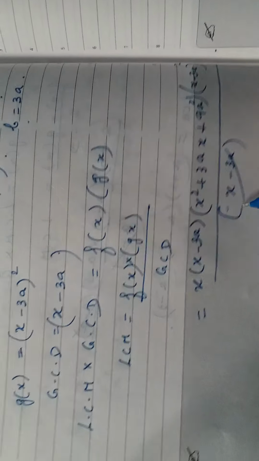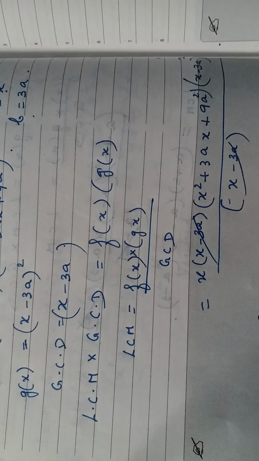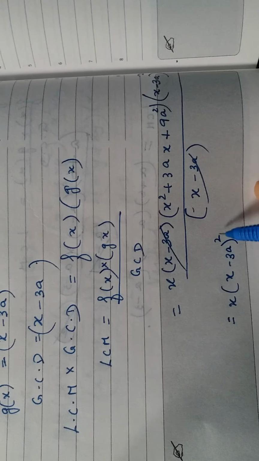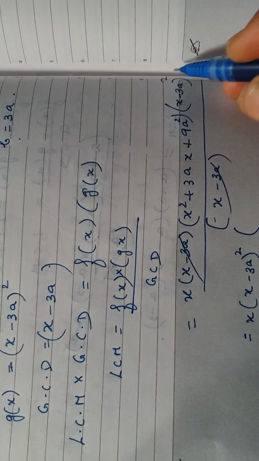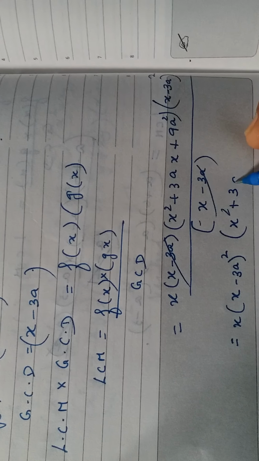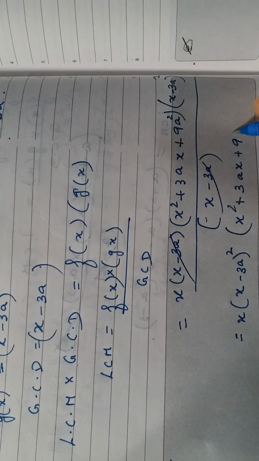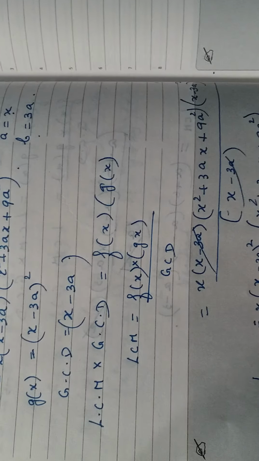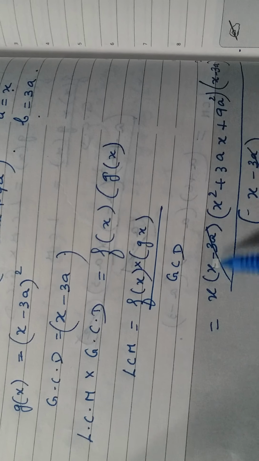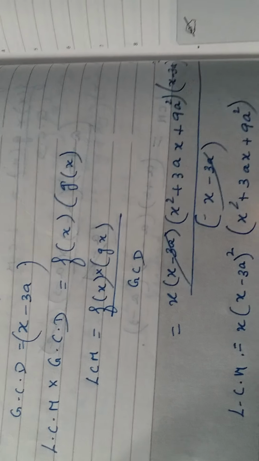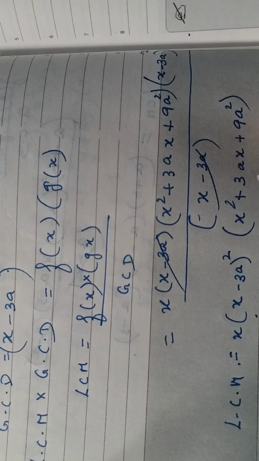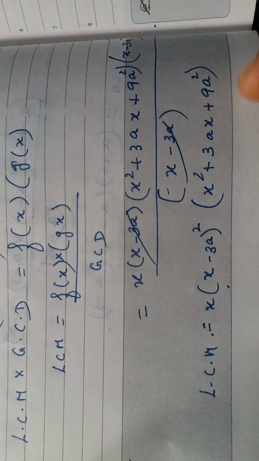So cancel x minus 3a with x minus 3a. So your answer is x into (x minus 3a) whole square into (x^2 plus 3ax plus 9a^2). So this is your LCM. Whatever is cancelled, the rest of the values you have to take up and write: x into (x minus 3a)^2 into (x^2 plus 3ax plus 9a^2). So this is your LCM.